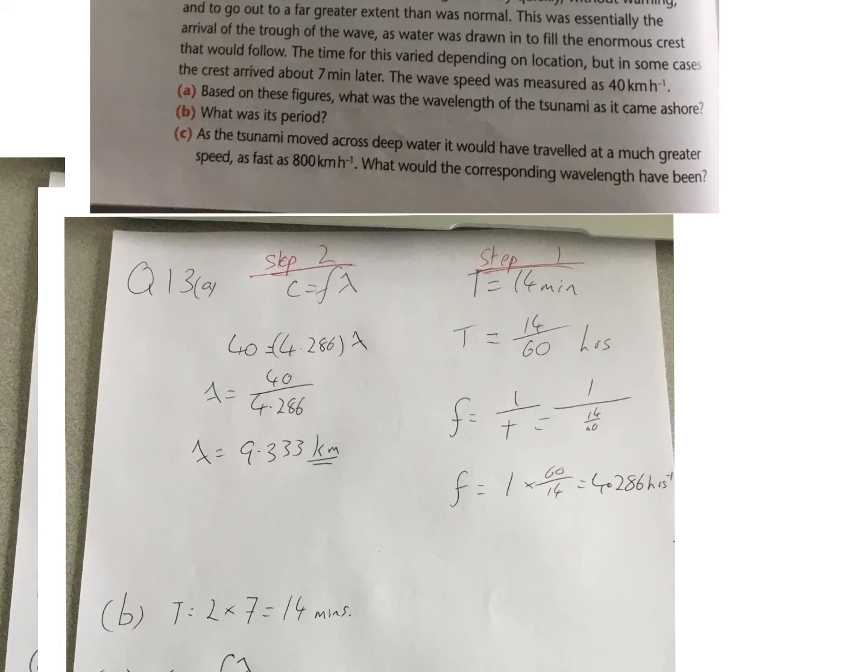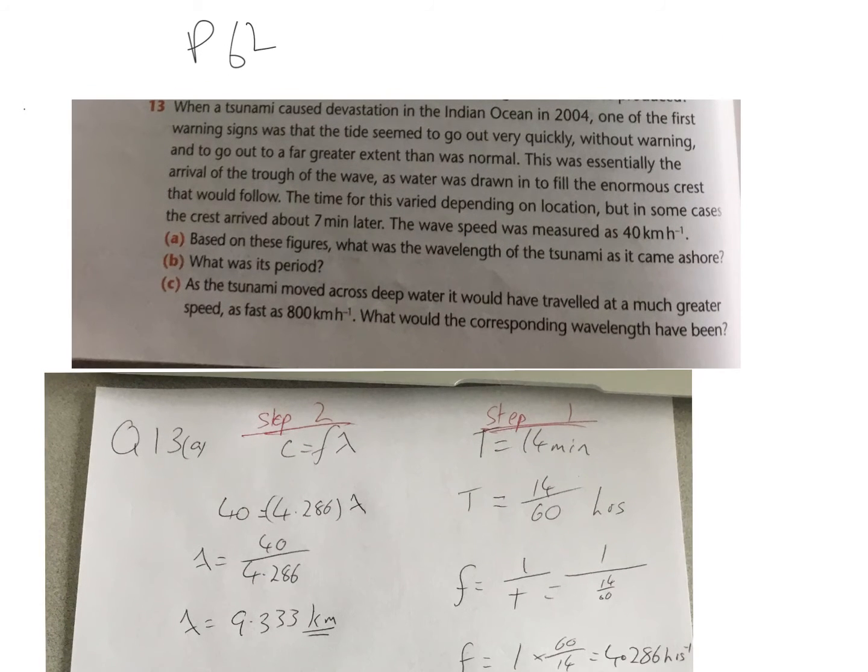So first of all, they ask me for the wavelength. The formula that we were given here is c equals f lambda. I particularly like this one because it talks about wave speed in it, and it has the wavelength as well. So wave speed I'm given as 40 kilometers per hour. Wavelength is what I need to find. So if I can find the frequency, then I'll be able to fill in c and f and find lambda, or wavelength. To try and find the frequency, first of all I look at the time that I'm given there. They say that the water was sucked out and came back 7 minutes later.